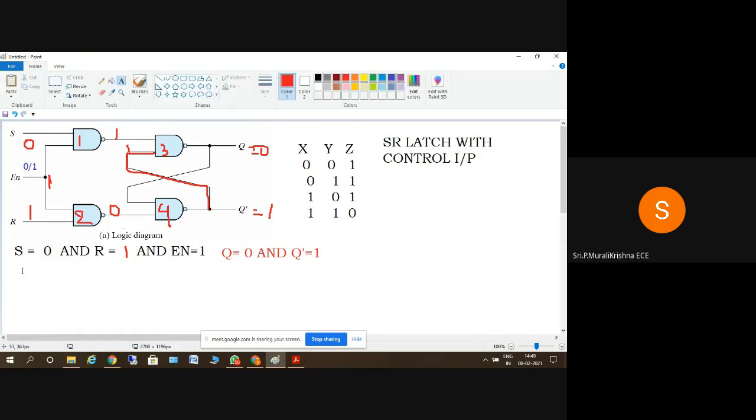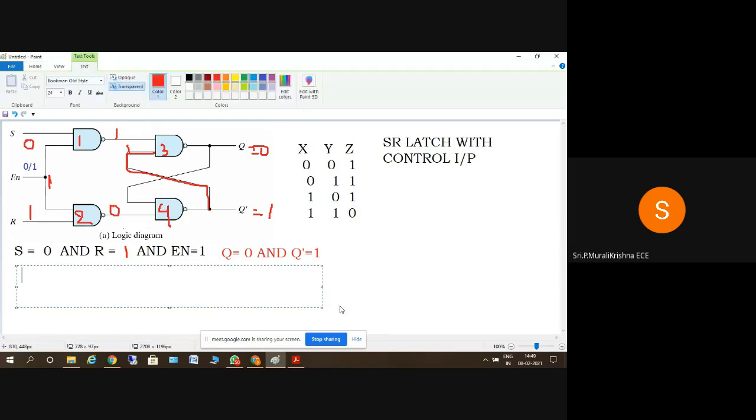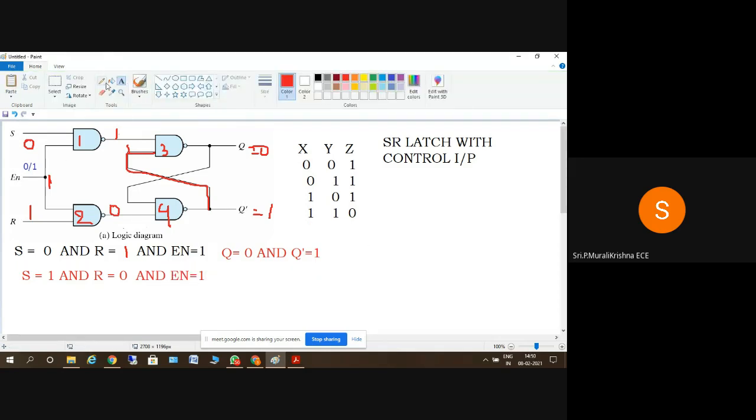Okay, and coming to the second case, what we'll do here is S is equal to 1 and R is equal to 0, and enable is equal to 1. So what happens now? We'll check here. S is equal to 1 and R is equal to 0, and here enable is equal to 1, right? So the output of the first NAND gate is 0. The output of the second NAND gate is 1 here.